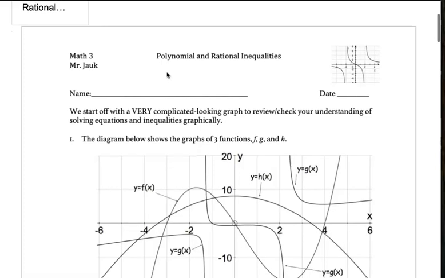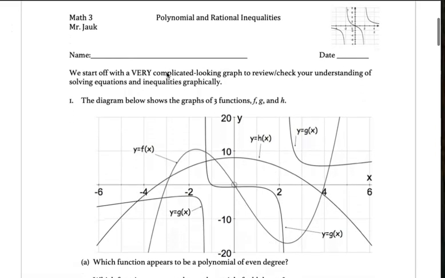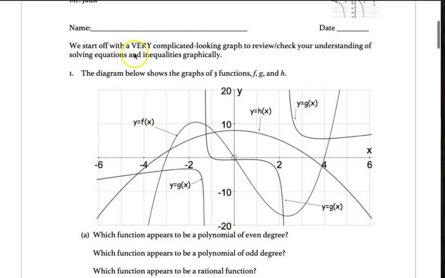Okay. Lesson 19, polynomial and rational inequalities. We start off with a very complicated looking graph to review, check your understanding of solving equations and inequalities graphically. So these are various graphs which are there. Let's try to identify each of them. Y is equal to f(x) is this graph.